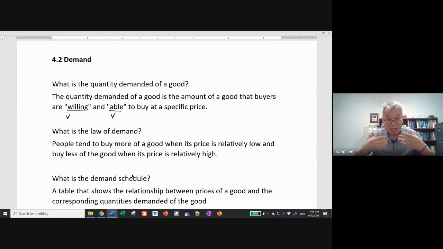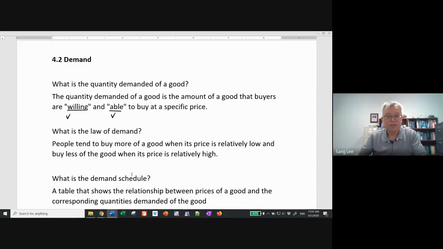That's why we see a lot of people flocking to a store when there is an extra 40% discount. So when price goes down, people tend to buy more of a good, and as the price rises, people tend to buy less of the good. Such an inverse or negative relationship between the product price and the quantity of the good people buy is simply what we call the law of demand.